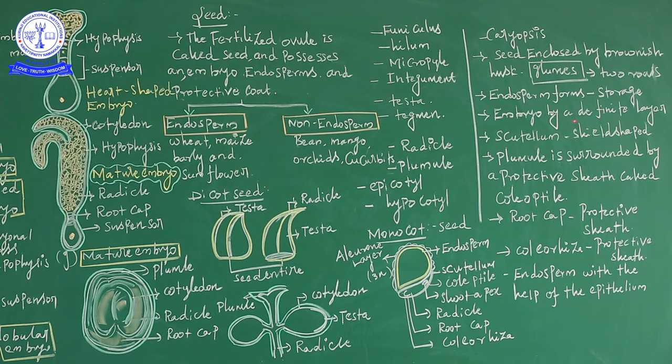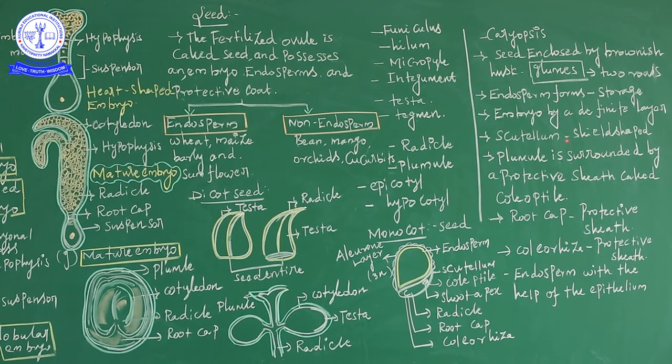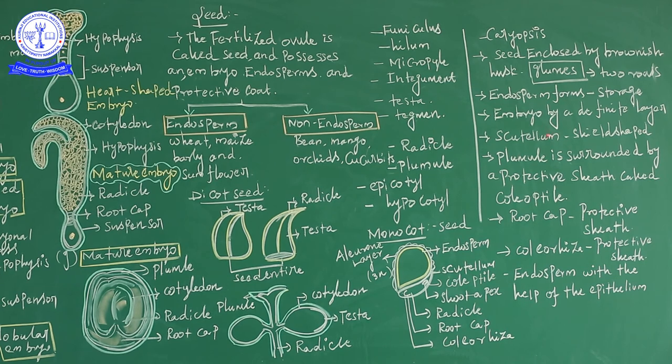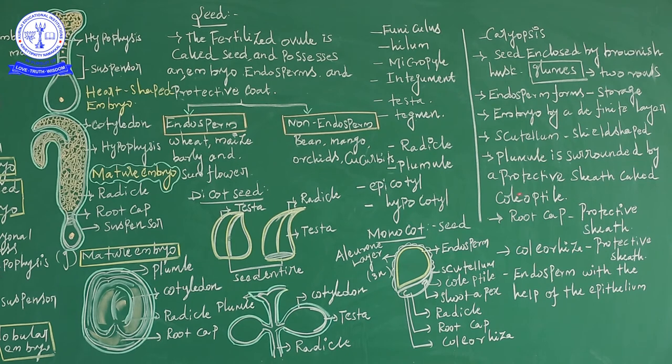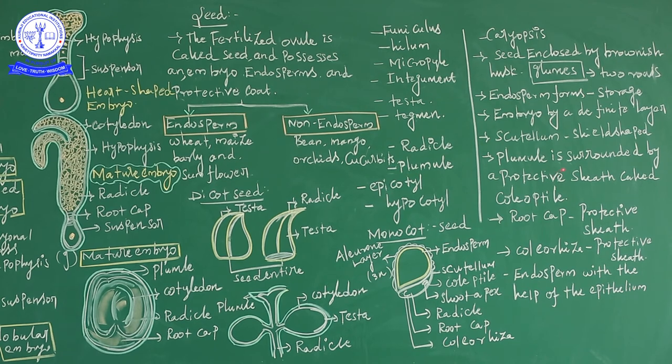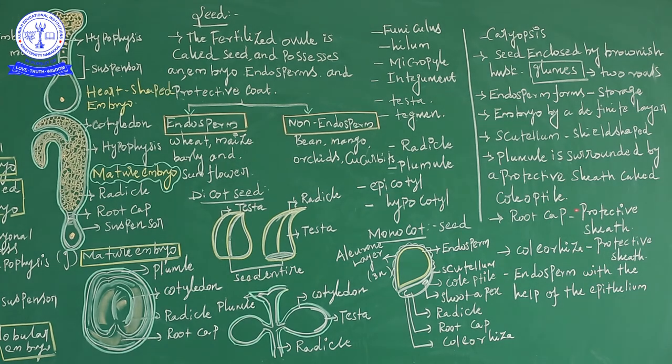Okay, and then towards the lateral side of the embryonal axis, the scutellum is present, covered by the embryonal axis. And also next one, the plumule. The plumule is surrounded by a protective sheath called the coleoptile. A short axis with the plumule and radicle is protected by the root cap. The root cap is the protective part of the seed.